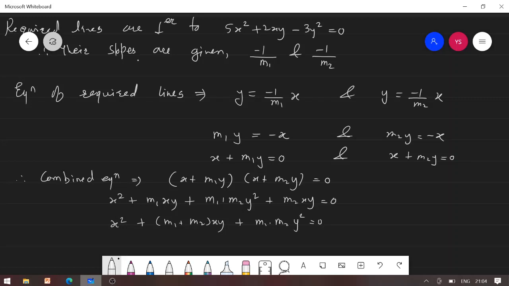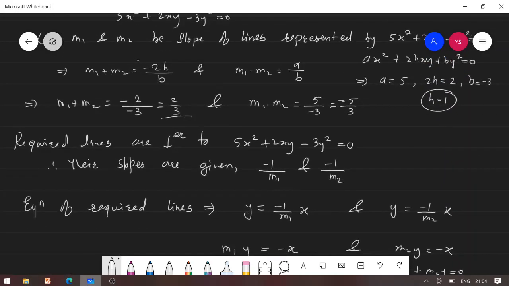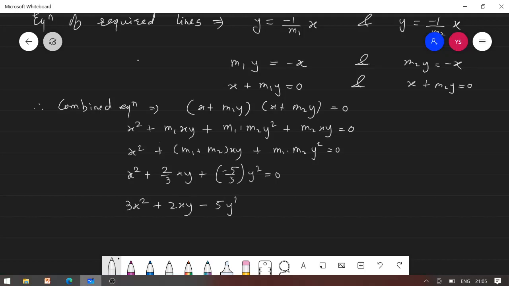Now replace m1 plus m2 and m1 into m2 by their values. We have the values 2 by 3 and minus 5 by 3 respectively. So after replacing, we get x square plus 2 by 3 times xy plus minus 5 by 3 times y square equals 0. Multiply throughout the equation by 3. We get 3x square plus 2xy minus 5y square equals 0, the required combined equation.